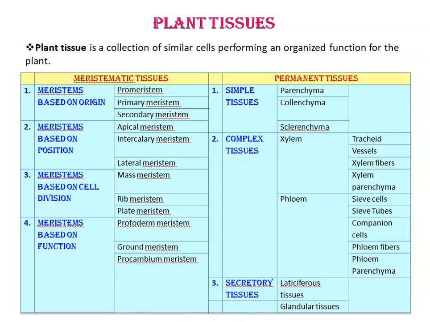Simple tissues, in the case of permanent tissues, can be divided into three types: parenchyma, collenchyma, and sclerenchyma. Complex tissues are like xylem and phloem, and secretory tissues are like laticiferous tissues and glandular tissues, etc. Today we will discuss only meristematic tissues, and in the next class we will discuss permanent tissues.